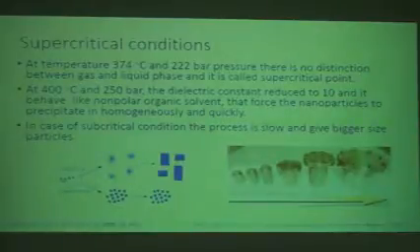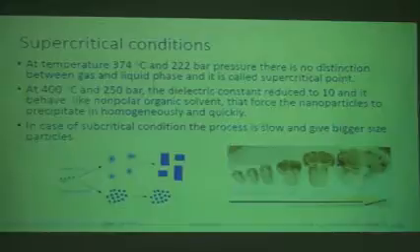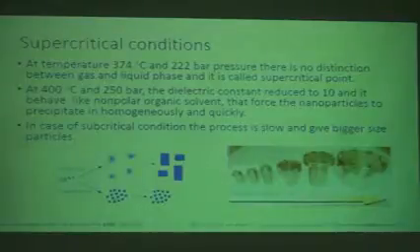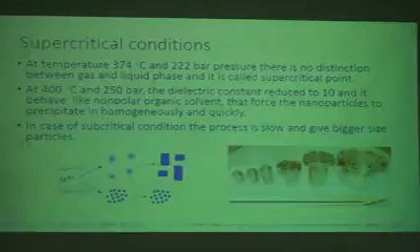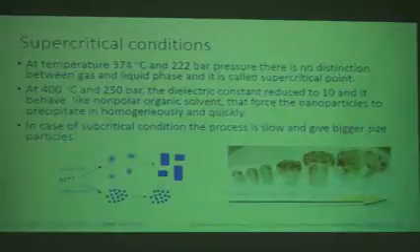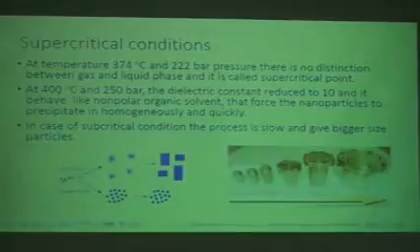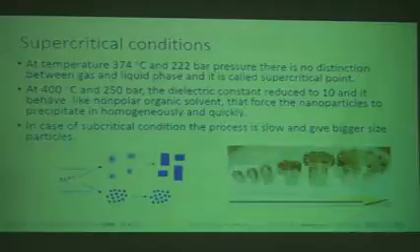That's one of the reasons it is called a supercritical hydrothermal process, because at this particular temperature, 374 to 400 degrees centigrade, or 250 bar pressure, the dielectric constant reduces to 10, which is close to an organic solvent, and the water behaves like a non-polar organic solvent that forces the nanoparticles to precipitate homogeneously and quickly. So nowadays supercritical synthesis of nanomaterials is very well in practice.